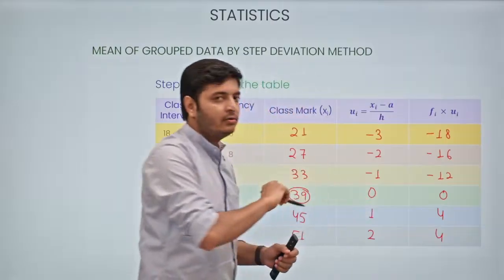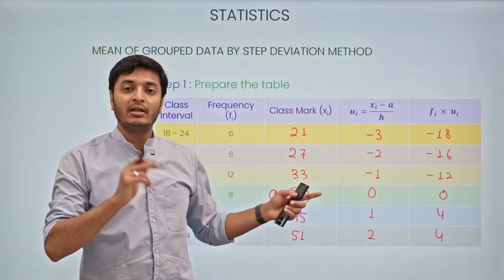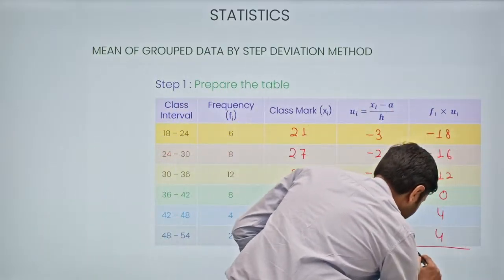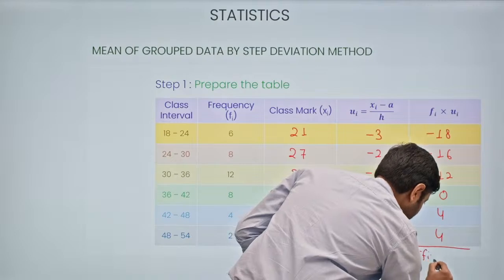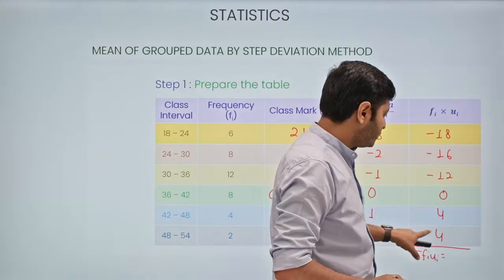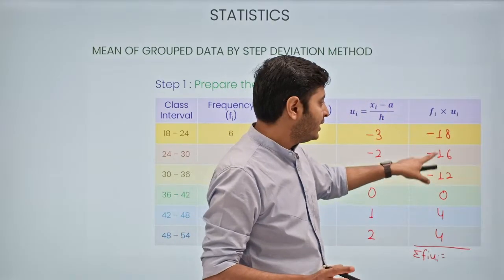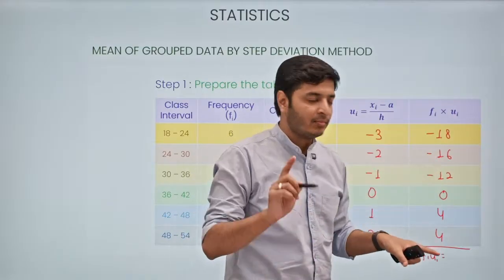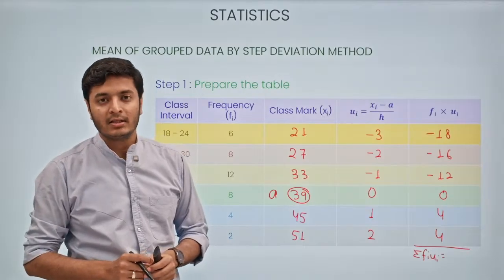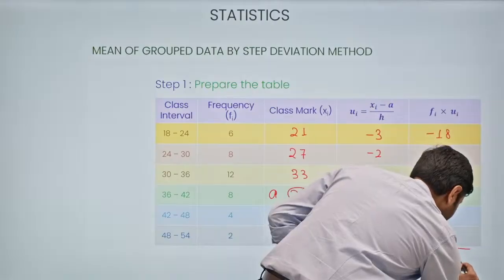Now, according to the formula, we need what? A value we are having. Then summation Fi Ui. So let's find the sum. Here we are gonna write summation Fi Ui is equal to, okay, 4 and 4, 8. 8 minus 12, minus 4, minus 4 and minus 16, minus 20, minus 20 and minus 18, minus 38. So this is the sum we are having, minus 38.